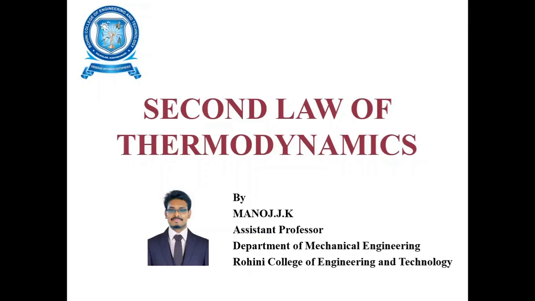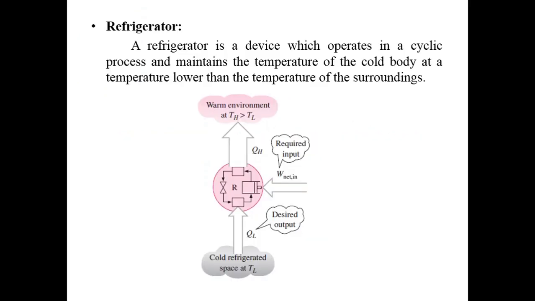Let's continue with the second law of thermodynamics, part 3. In the previous session, we completed up to the heat engine. So we start from the refrigerator. A refrigerator is a machine or device which maintains a temperature less than the atmosphere. Here we have a diagram. It shows a warm environment at the higher temperature, and below that there is a cold refrigerated space, and in the middle there is a refrigerator.